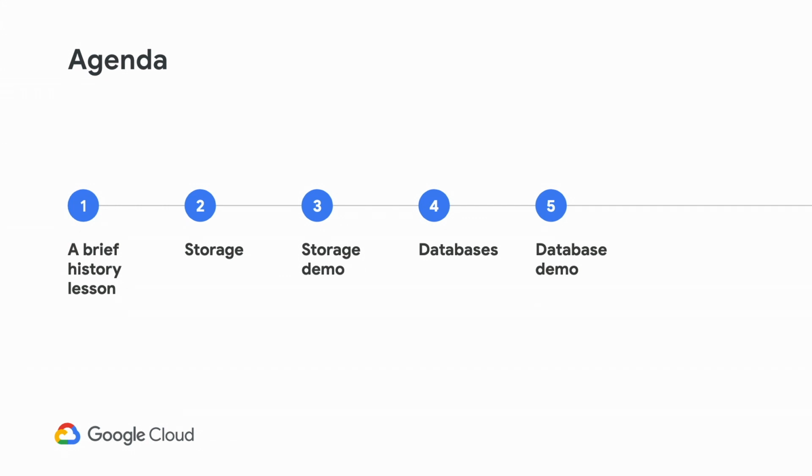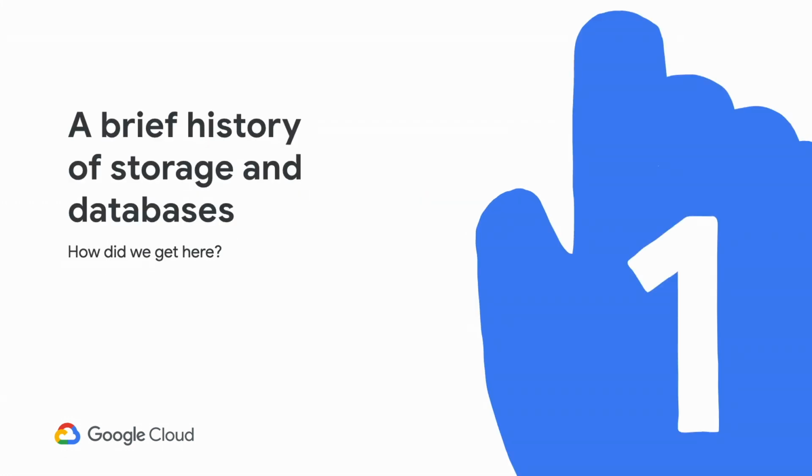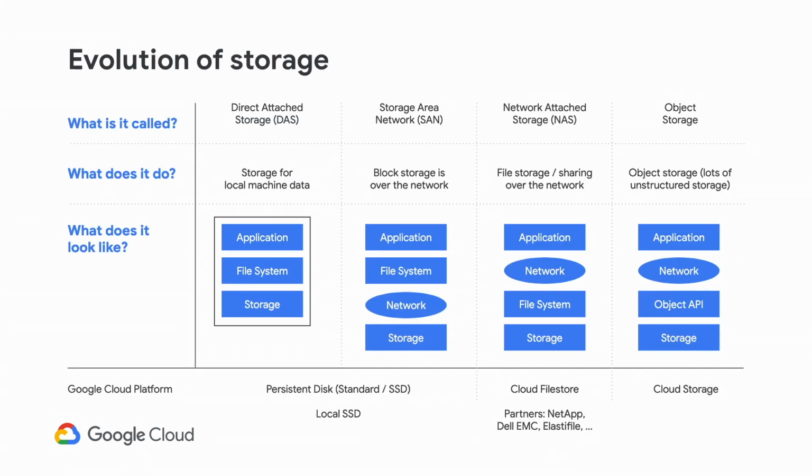To do that, first, I'll go through a brief history of how things evolved over the last 40, 50 years of computing, followed by some of the storage options and database options we have available from GCP. So the first is history. Now, let's start with storage.